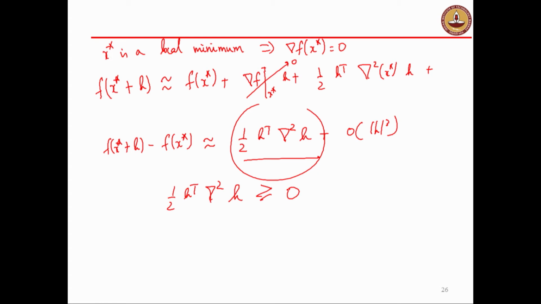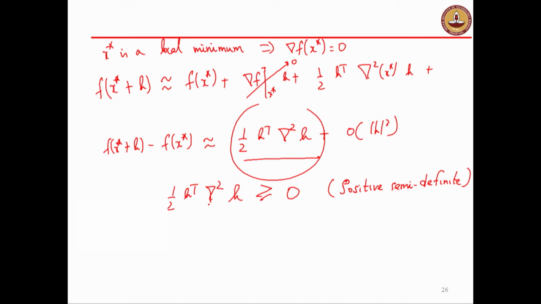So for this to be non-negative, this has to be greater than or equal to 0. This is called the second order necessary condition. This is the Hessian matrix. It says that the Hessian, even though h can be of any size and in any orientation, no matter what orientation I take, this has to be greater than or equal to 0. This means that this matrix is positive semi-definite.